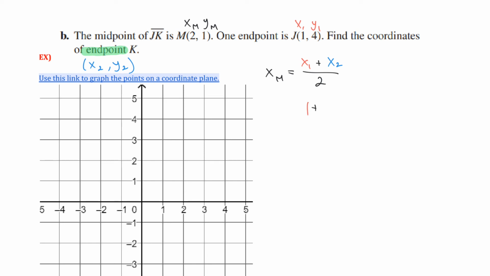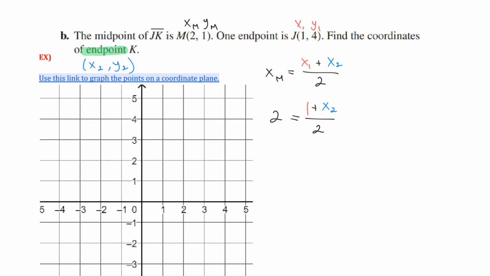Now I need to add x2, but in this problem I don't know what x2 is. So we're going to leave it alone. This is the variable that we are going to solve for. I'm still, of course, dividing by 2. And here's the thing. This is supposed to be equal to xm, but I know what xm is. xm is the x-coordinate of your midpoint that we labeled up here. So because it's 2, I'm going to substitute in 2 for xm.